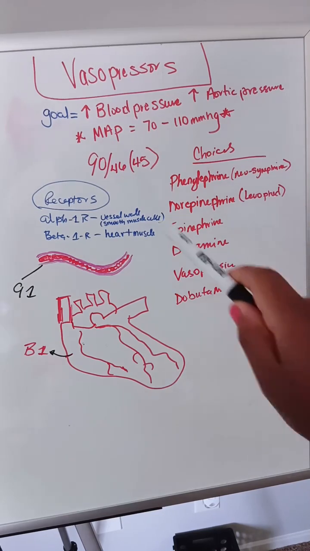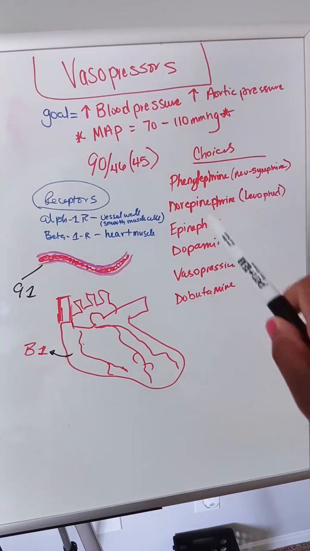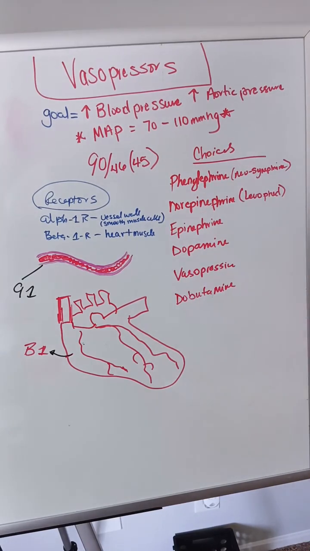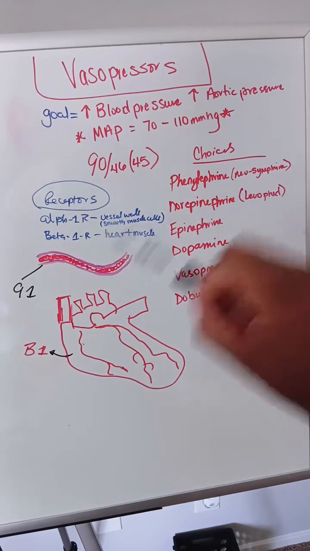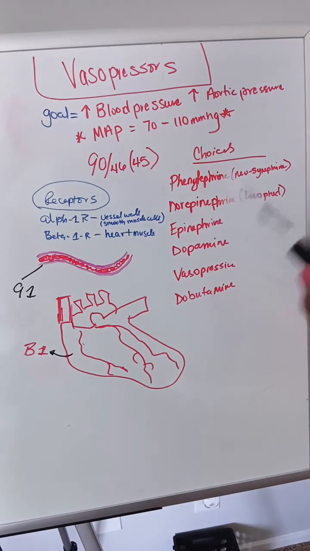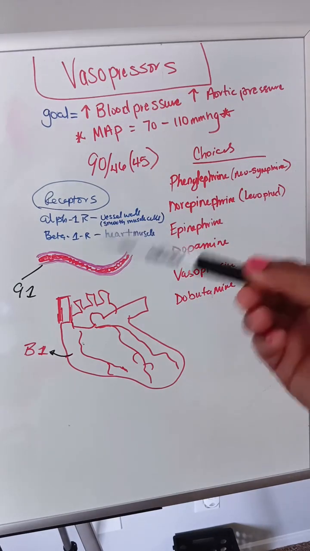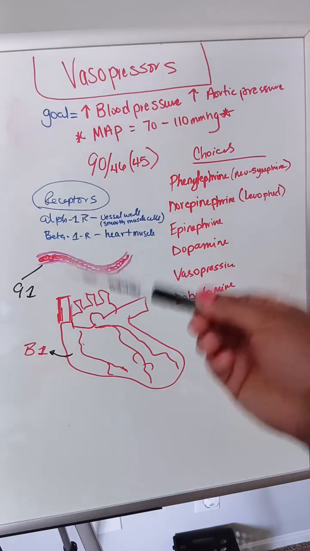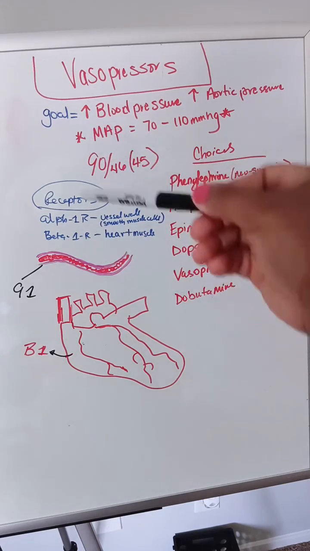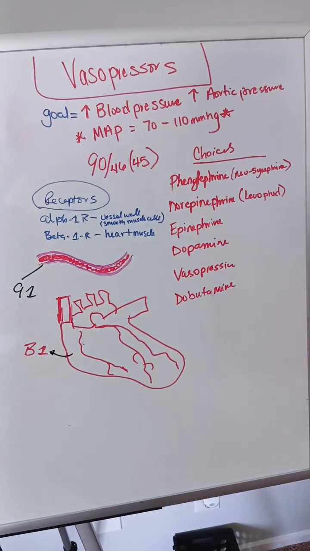So before you start someone on Levo, pay attention to their heart rate, not just their blood pressure. If someone's already tachycardic before Levo, let's say they're hypotensive but tachycardic, it's going to make that tachycardia worse. It's going to increase that heart rate a bit more, but also give you that effect of increasing the blood pressure.